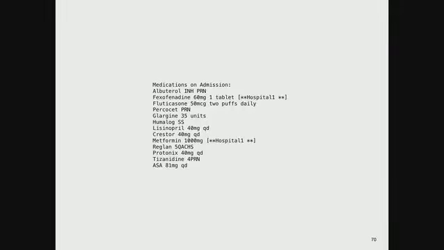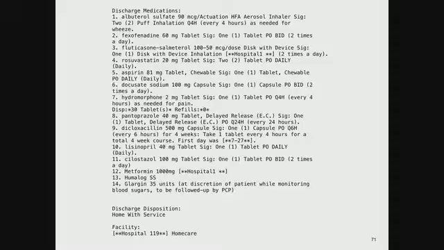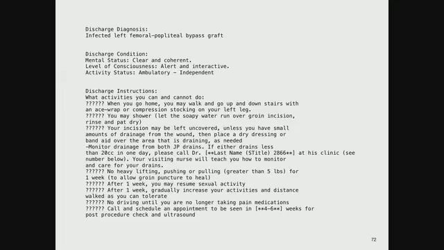Medications on admission, so this was the medication reconciliation. Discharge medications, so this is what she's being sent home on. Discharge disposition is to the home with some follow-up service, and the discharge diagnosis is infected left femoral popliteal bypass graft. These are the instructions to the patient: here's what you can do, here's when you should come back and tell us if something is going wrong, et cetera.